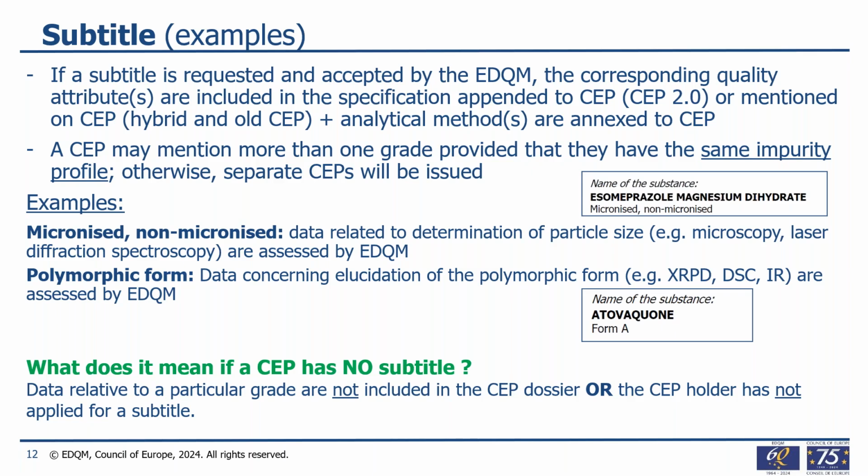For example, for micronized, non-micronized grade, data related to determination of particle size is assessed by the EDQM. In case of polymorphic form, the data related to the elucidation of specific polymorphic form is assessed by the EDQM. So as I told, subtitle is not mandatory, it's optional.